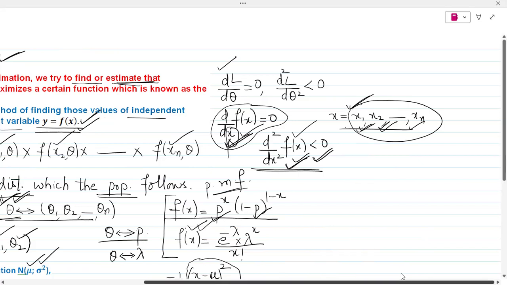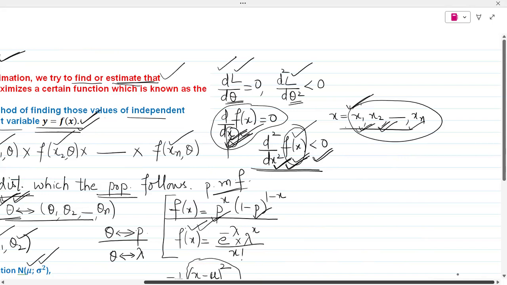So here, once again, if you look carefully, we are finding those values of the independent variable x which maximize f(x). So in this MLE, what do we do? We try to find those values of the unknown parameter theta which maximize L. I think you understand this now. So that's why similar expressions will be used here.